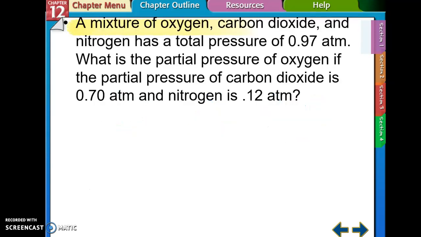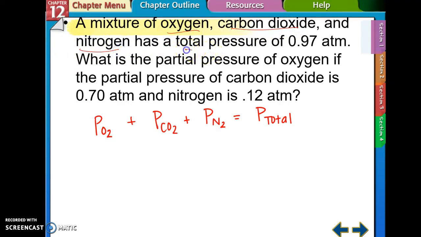So here's our example. A mixture of oxygen, carbon dioxide, and nitrogen has a total pressure of 0.97 atmospheres. What is the partial pressure of oxygen if the partial pressure of carbon dioxide is 0.7 atmospheres and nitrogen is 0.12 atmospheres? So here's the first thing I'm going to do: I'm going to write that I've got pressure of oxygen plus pressure of carbon dioxide plus pressure of nitrogen equals my total pressure. I set it up. That all comes from the first sentence.